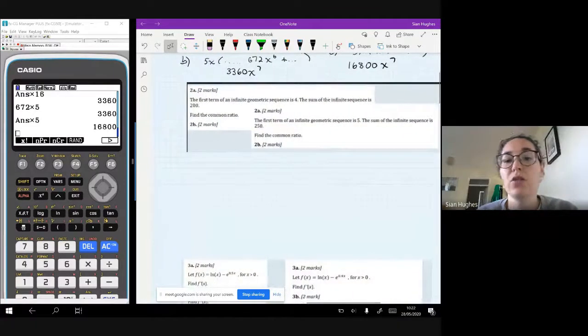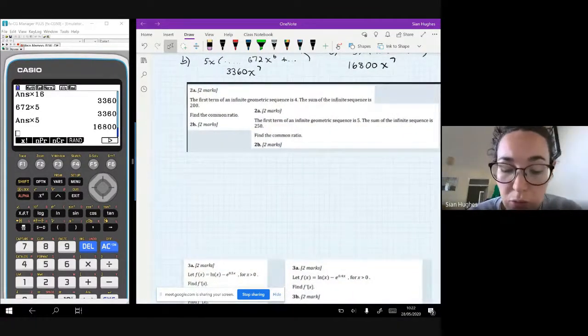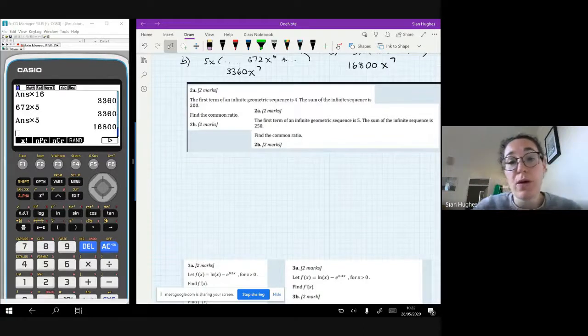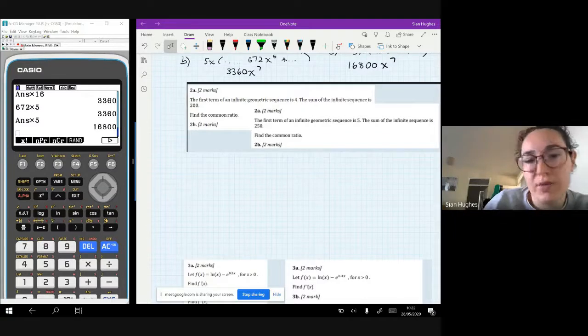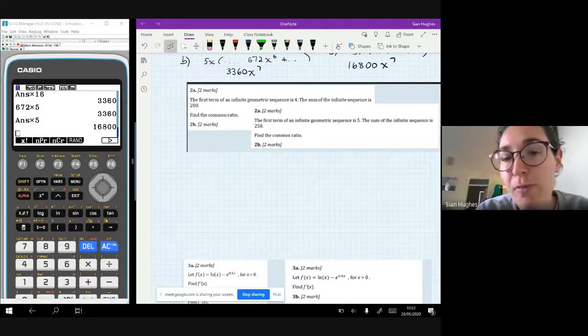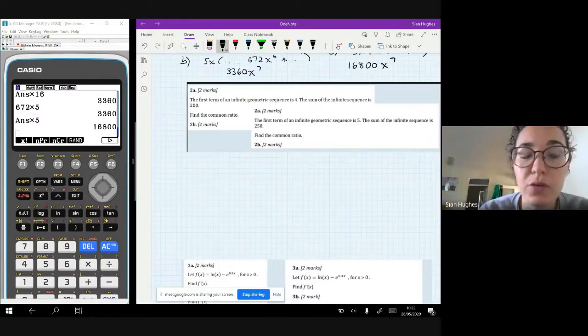Right. Question 2. So question 2 was a geometric sequences question. And again, not designed to be particularly challenging, but requires using your calculator correctly and reading the formulas correctly. And do remember, the first version of the formula booklet has a mistake in it, so it's important that you use the most recent one that you were sent.